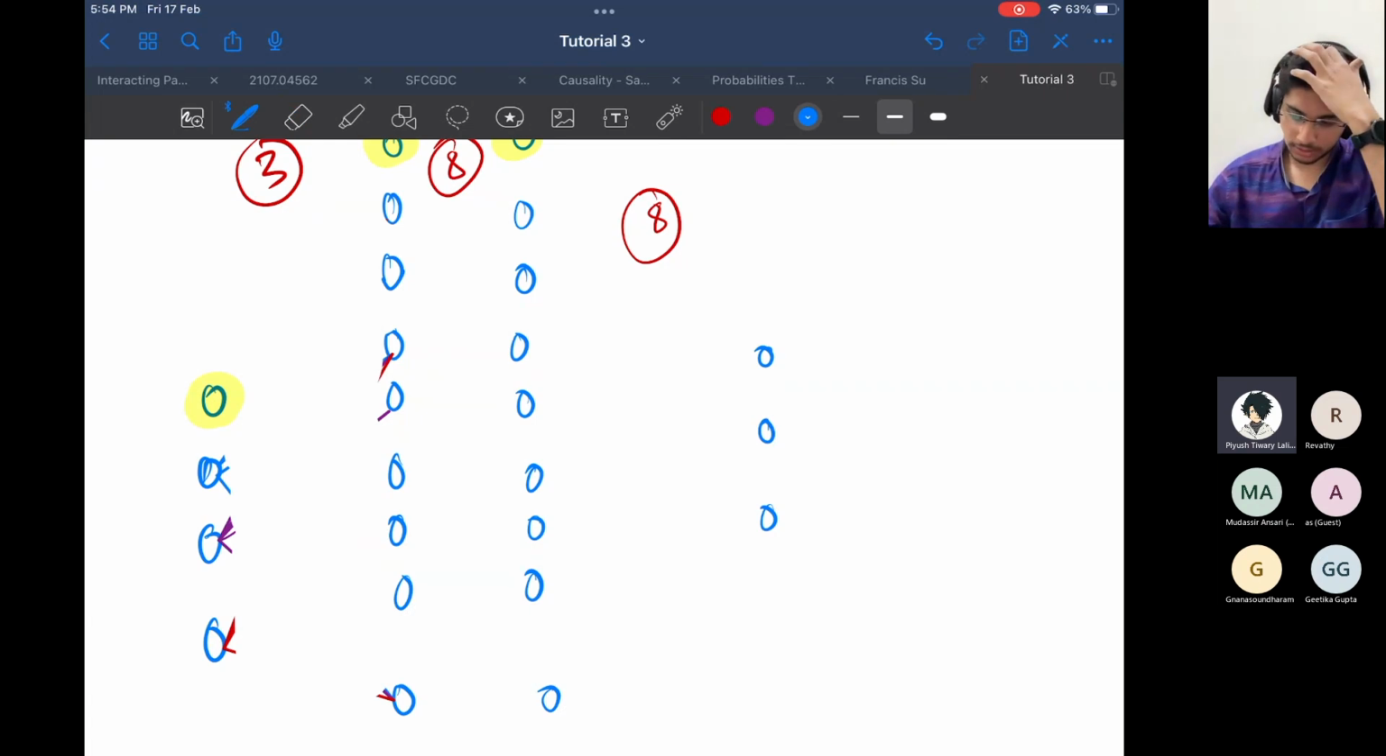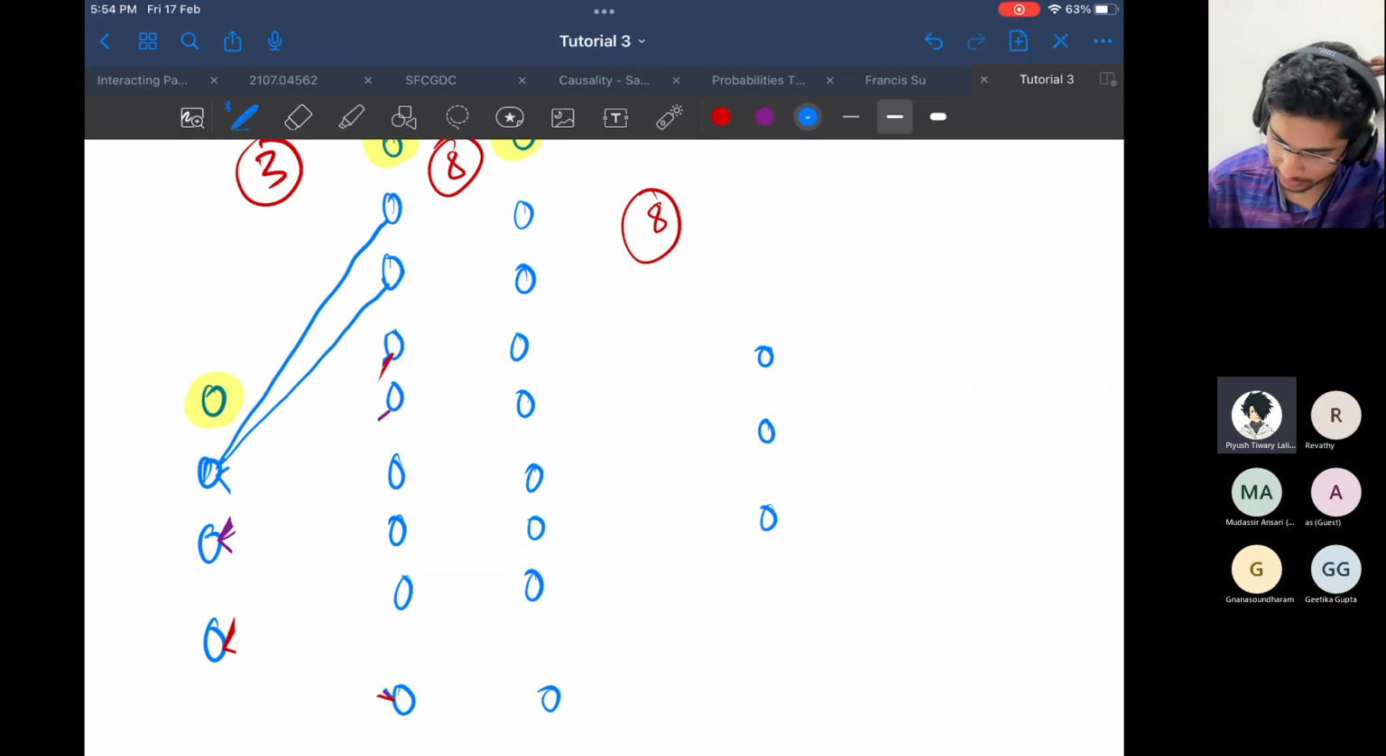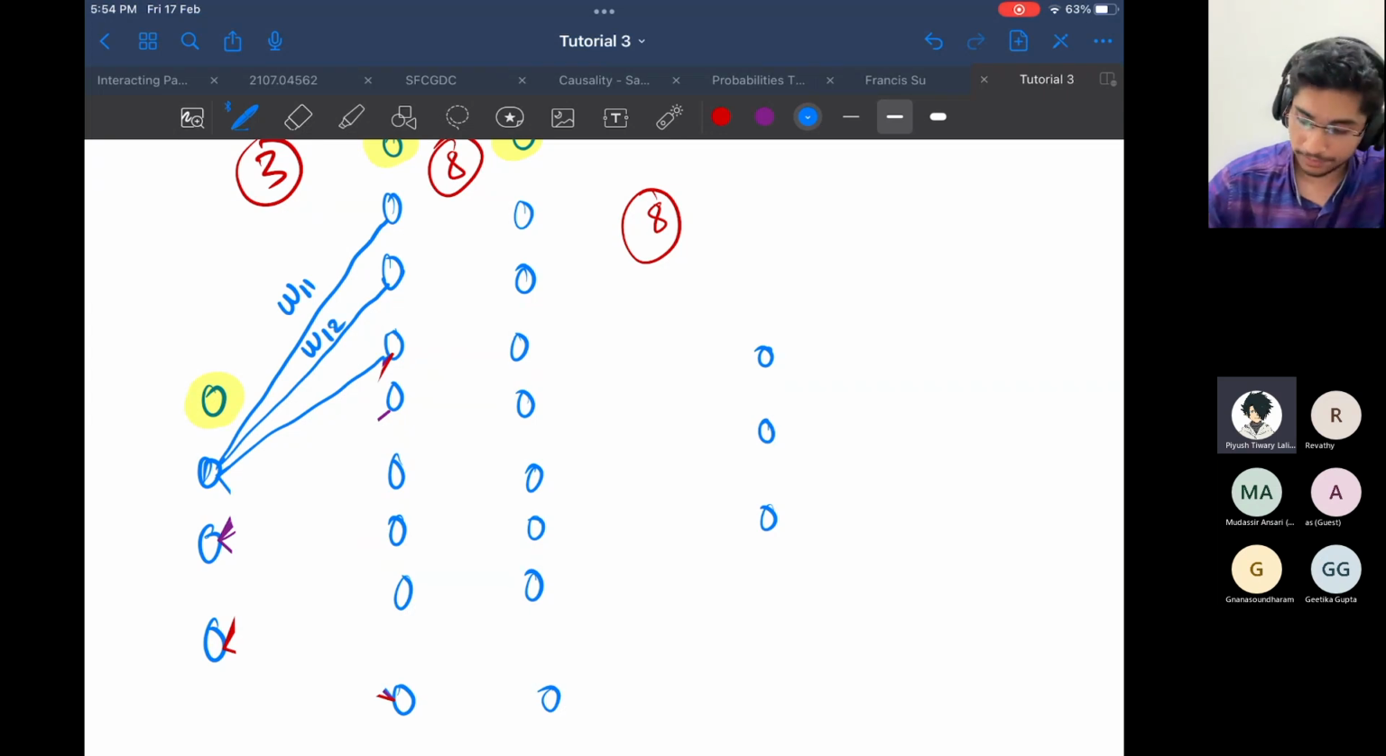Okay, fine. So let me draw that diagram again, but this time I will count the number of weight parameters. I hope you remember that this neuron will have one weight. This connection will have one weight. Let's call it W11. This neuron will have another. This connection will have a second weight, W12. Similarly W13 and till what? This is the eighth one, right? So this is W18.